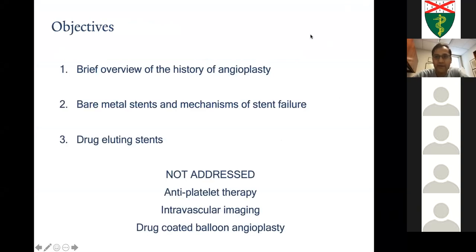So my objectives today: I'll give a brief overview of the history of angioplasty. I'll describe the advent of bare metal stents and then mechanisms of bare metal stent failure, which then led to the development of drug-eluting stents. And then there are 3 areas that I'm going to stay away from because they're separate topics on their own, deserving of at least an hour-long talk, which are antiplatelet therapy, intravascular imaging, and drug-coated balloon angioplasty.